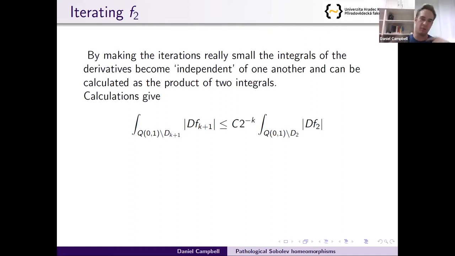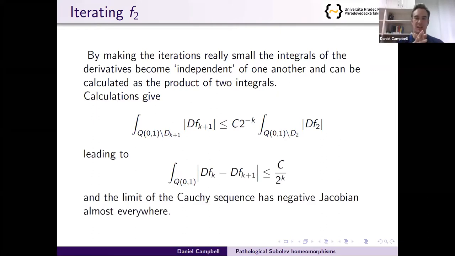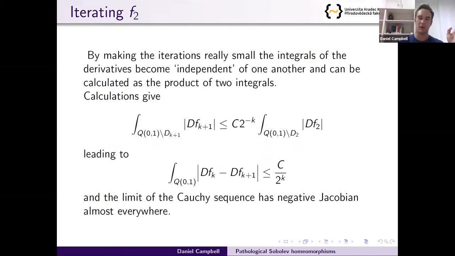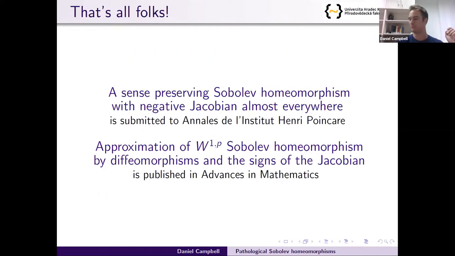So actually I'm not changing very much each time I go to my next iteration, which means essentially that I get a Cauchy sequence, right? And then I prove that this has a limit. Its limit has a negative Jacobian almost everywhere, right? And hence we get to our conclusion that we have a map with negative Jacobian almost everywhere.